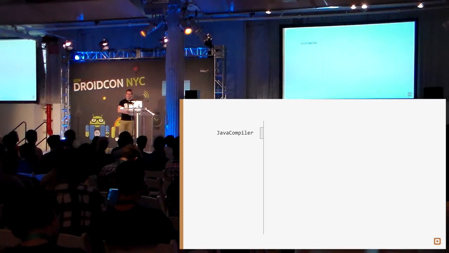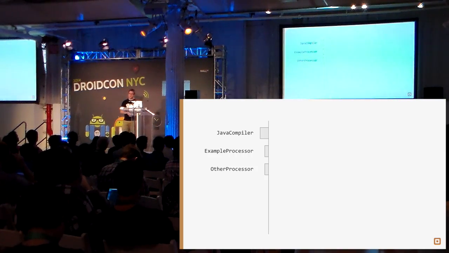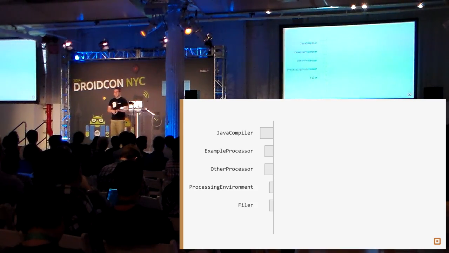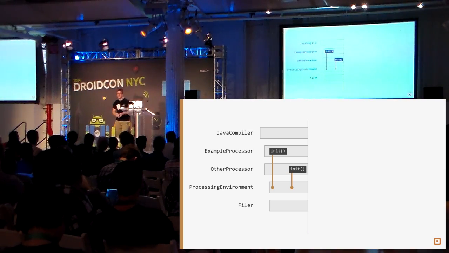I'm going to illustrate that again on a timeline here to make it more clear. The Java compiler, like I said, gets initiated, and it finds our two processors. The processing environment, with its filer, its messenger and the other stuff, which are not relevant, get instantiated. And the processing environment then calls the init method on those two processors in order. But we can't guarantee the order in which they're initialized.